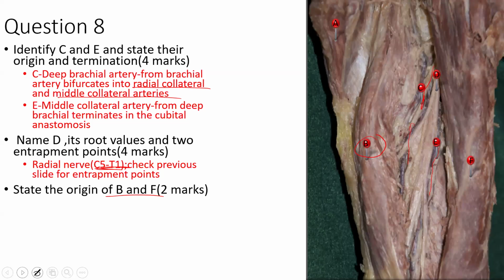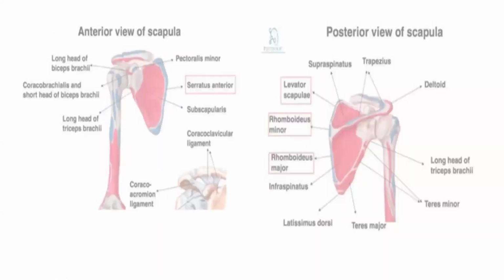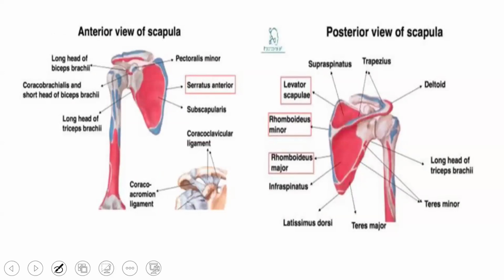Infraglenoid tubercle. Wonderful. Infraglenoid tubercle and on the shaft of humerus above the spiral groove. I can tell you this for sure: in your exam, you'll find a scapula and you are needed to know the muscular attachments. You know, I can tell you for free.